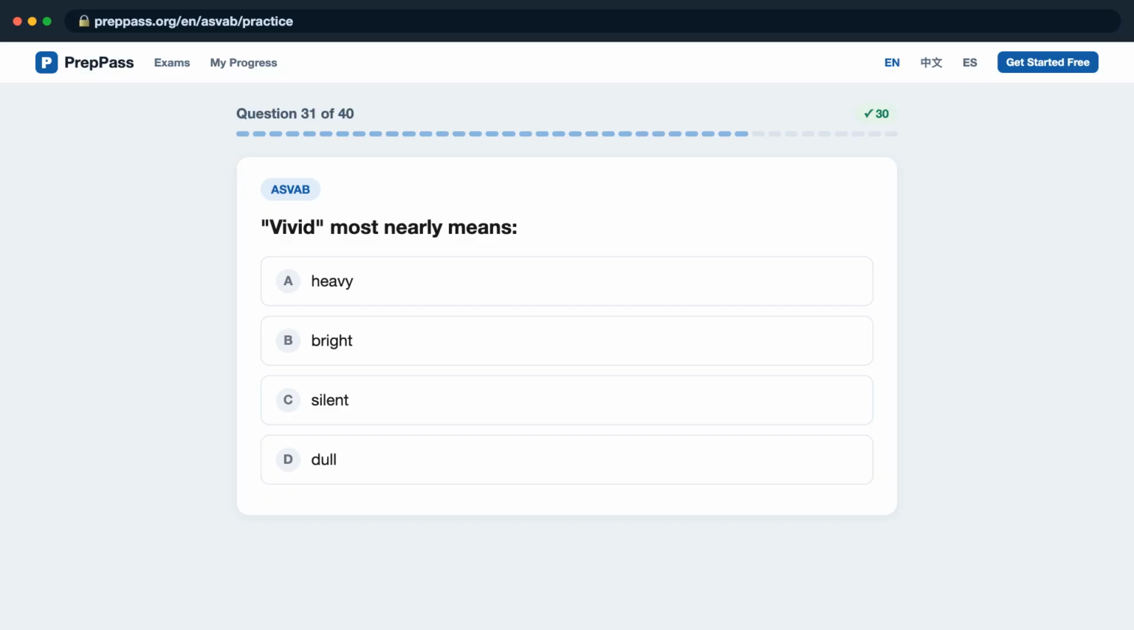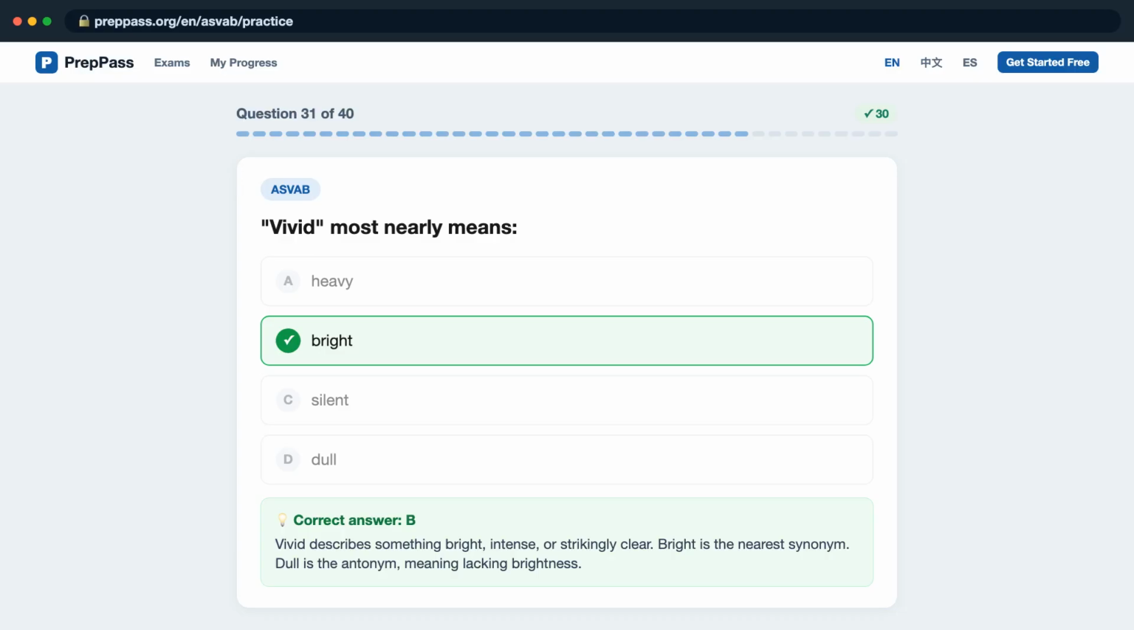Question 31. Vivid most nearly means, is it A, heavy, B, bright, C, silent, D, dull? The correct answer is B. Vivid describes something bright, intense, or strikingly clear. Bright is the nearest synonym. Dull is the antonym, meaning lacking brightness.